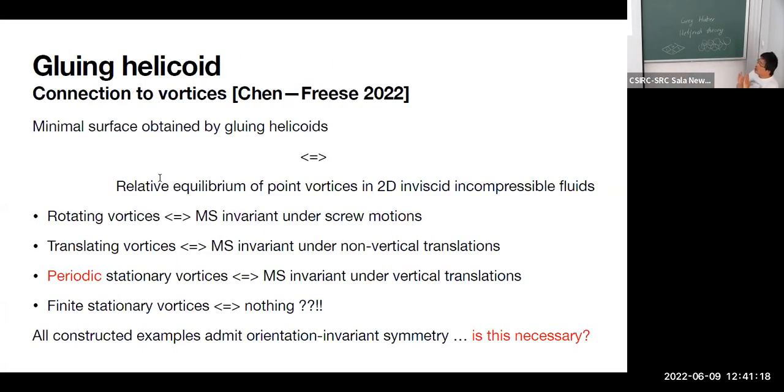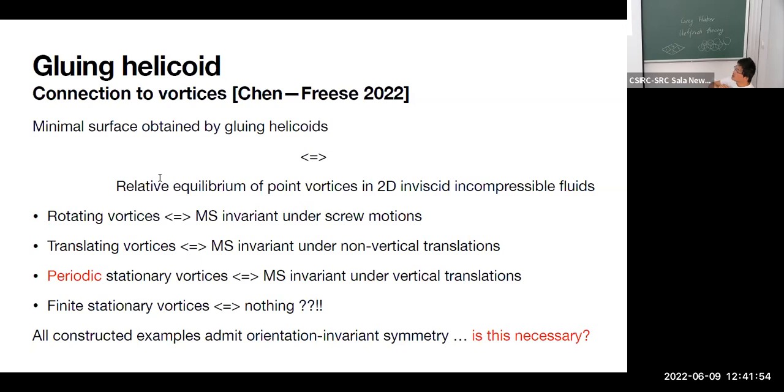extraordinary. If we want to glue helicoids into minimal surfaces, the positions are exactly given by vortices in 2D fluids that, under their interactions, move as a rigid body. And for that, I need to give explanations. First, the vortices can rotate as a whole. For example, if we put vortices on the vertices of a polygon, then they will rotate as a whole.